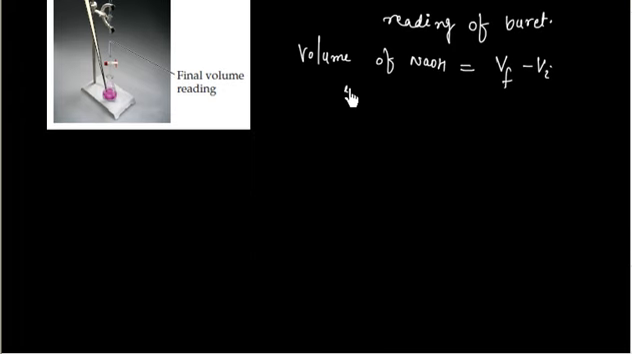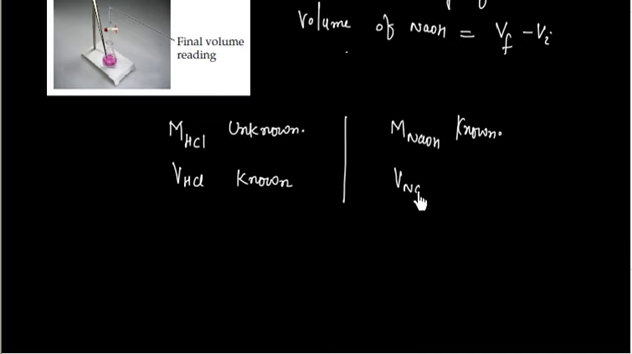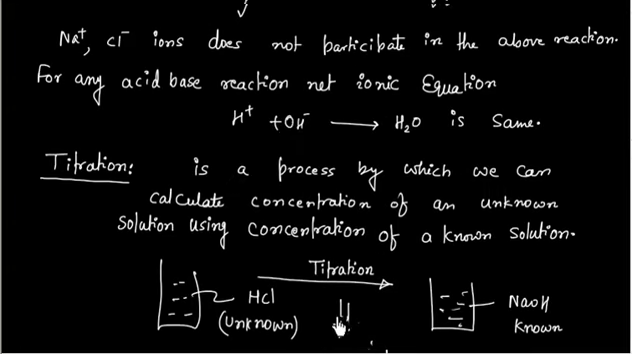So now we know what is given. The molarity of HCl is unknown, and the volume of HCl, that is 20 ml, is known. We also know the molarity of NaOH, and the volume of NaOH used in the titration is also known. In this reaction of H plus and OH minus, moles of H plus equal moles of OH minus.